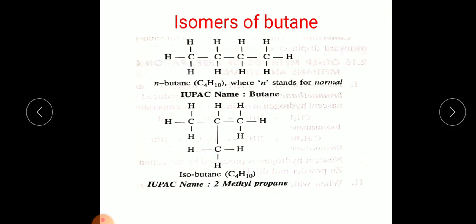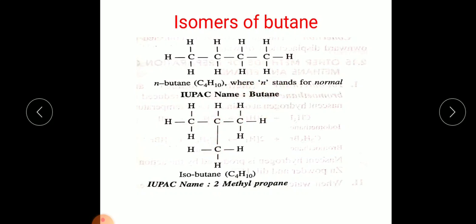There is a term called isomers. Isomers means compounds having the same molecular formula but different structures. Butane means having 4 carbon atoms, so C4H10. So 4 carbon atoms, 1 2 3 4, and the molecular formula is H10. The name for this will be, since we have a straight chain of 4 carbon atoms, the parent name but, and since all are single bonds, ane: butane.